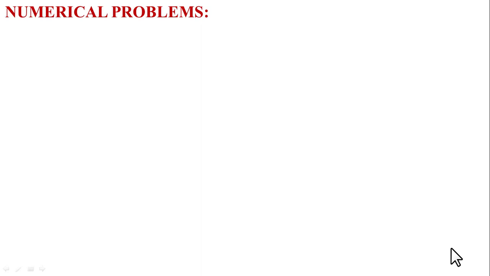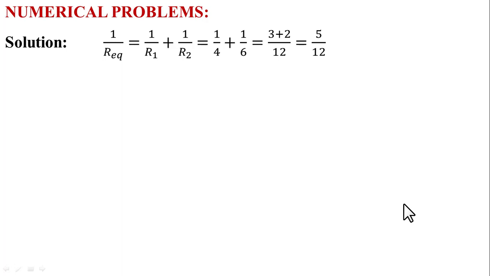In the given condition, the solution is a parallel combination. First of all, find the equivalent resistance. 1 upon R equivalent is equal to 1 upon R1 plus 1 upon R2. So that is equal to 1 upon 4 plus 1 upon 6, is equal to 3 plus 2 divided by 12. So LCM is 12.